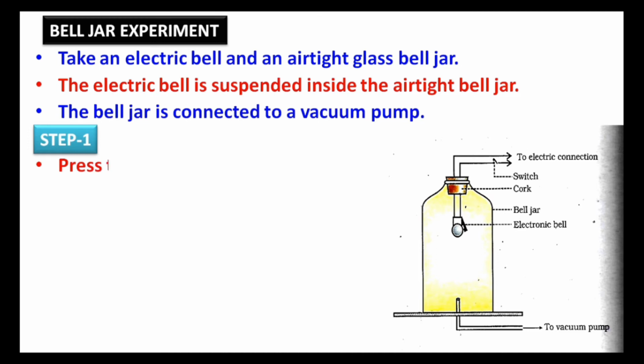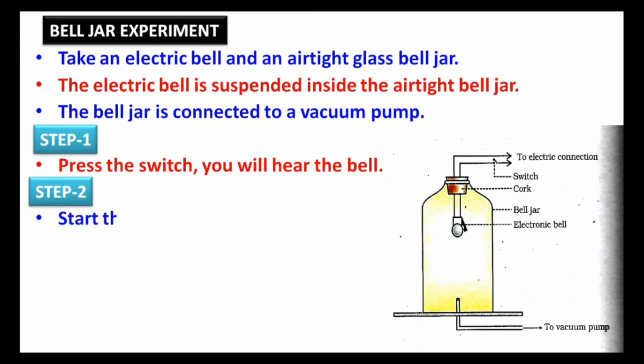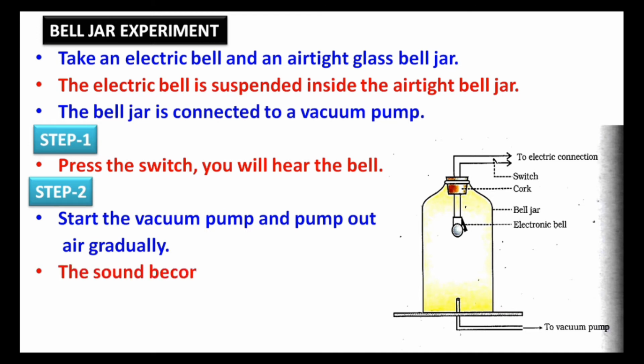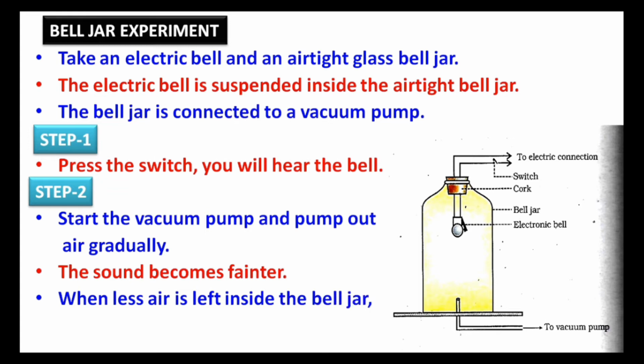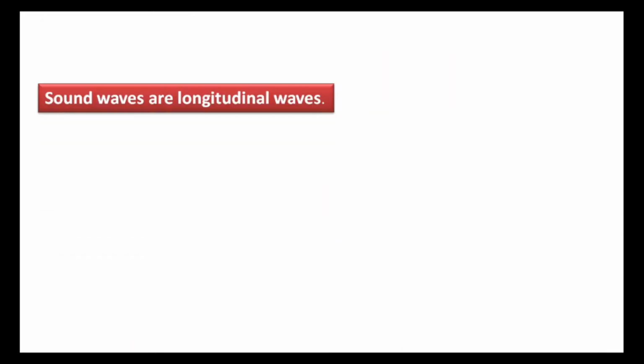Step 1. Press the switch. You will hear the bell clearly. And step 2. Start the vacuum pump and pump out air gradually. The sound becomes fainter, meaning lower. When less air is left inside the bell jar, you will hear a very feeble sound, meaning very little sound can be heard by your ears.